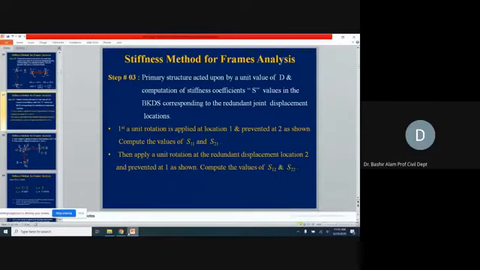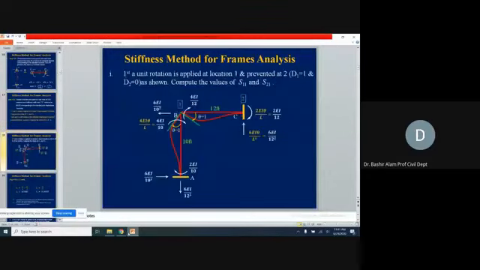So first, a unit rotation is applied at location 1 and prevented at 2 as shown. And this will generate the first column of the stiffness matrix, which will be S11 and S21. And then we apply a unit rotation at the redundant displacement location 2 and prevent it at 1 as shown, and compute the values of the second column of the stiffness coefficient matrix, which is S12 and S22. Now first let's keep D1 equal to 1 and D2 equal to 0 here.